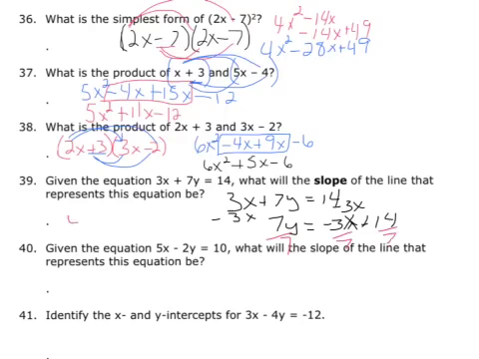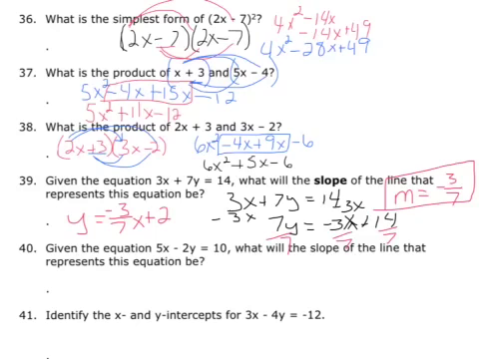And we end up with y equals negative 3/7 x plus 2. Okay? The slope is always the coefficient of x, or the number that's being multiplied by x. So here it happens to be a fraction, so our slope is negative 3/7. So we would write that as m equals negative 3/7, because m represents the slope.